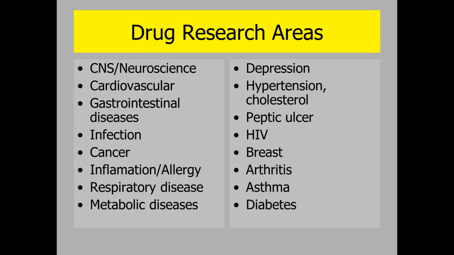In cancer, you might target a specific type of cancer like breast cancer. In inflammation or allergy, you might target an autoimmune disease like arthritis. In a respiratory disease, you might target asthma. For metabolic diseases, you might target diabetes. So in those broad areas, you still want to move in and target a specific drug.